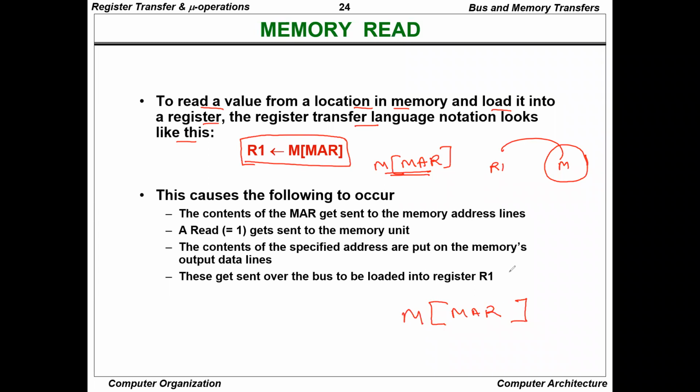That means मैं memory के उस location की बात कर रहा हूँ जिसकी value MAR register के अंदर दी गई है. उसमें जो भी value पड़ी है, I want to transfer that into the register R1. And this operation is known as memory read operation. This causes the following to occur. The contents of the MAR get sent into the memory address line, right? Then read is equal to 1 gets sent into the memory unit.